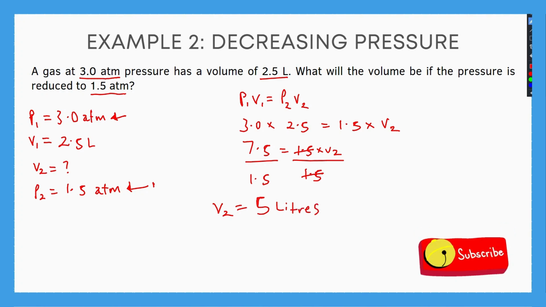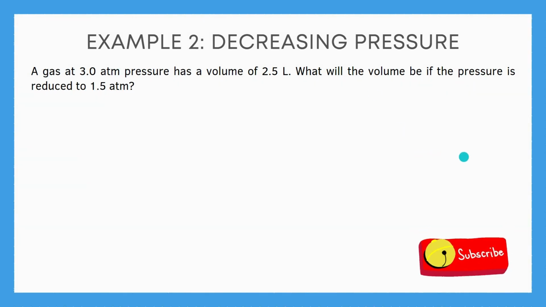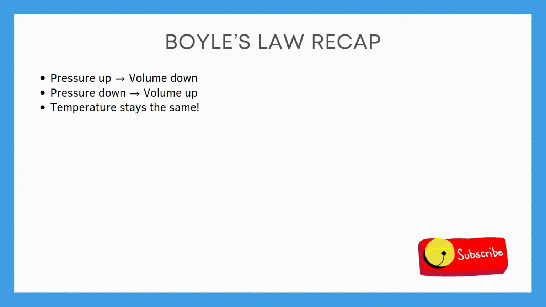So V2 is 5 L. Now you can see the pressure decreased and the volume went from 2.5 to 5 liters, which tells us that the volume has increased. So you can see Boyle's law being applied in 2 examples, showing that anything that happens to pressure, the opposite happens to the volume.